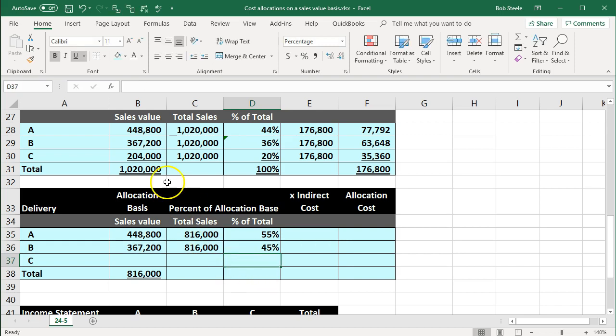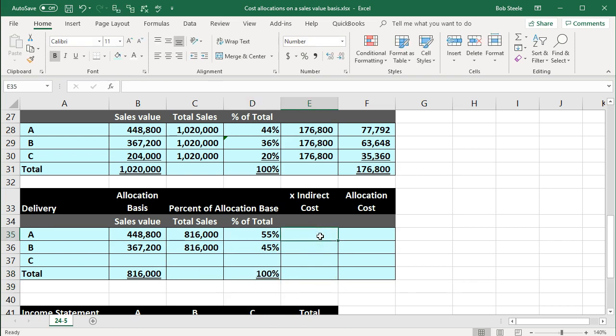So we did the same thing, except we eliminated C. So we just said, okay, between A and B, this is their total. We're going to allocate the indirect portion based on the sales between those two, and therefore that adds up to 816. So we'll take A's portion divided by the 816, and there we have it. So then we'll sum up the percentages.